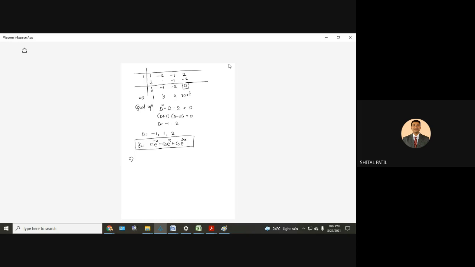Actually, it depends upon the theory of equations. Descartes' rule of signs, you might remember. You might have studied this in 10th or 11th. It depends upon how many times the sign is changing.